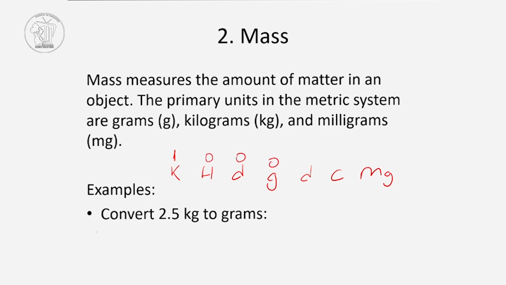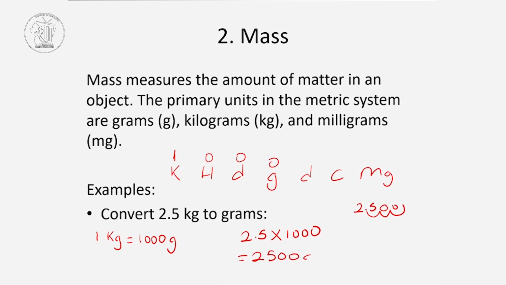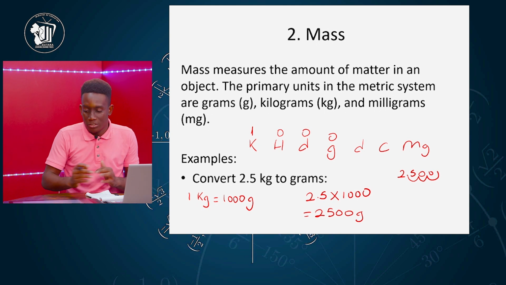So we see 1 kg is equal to 1000 grams. So this will be 2.5 multiplied by 1000, because we see the 1000 is normal. We have to move the point 3 times to the right, so we jump 1, 2, 3. So this will simply be 2500 grams.